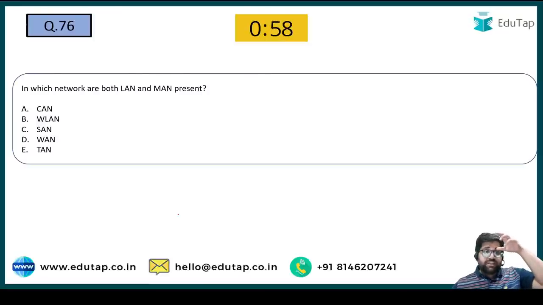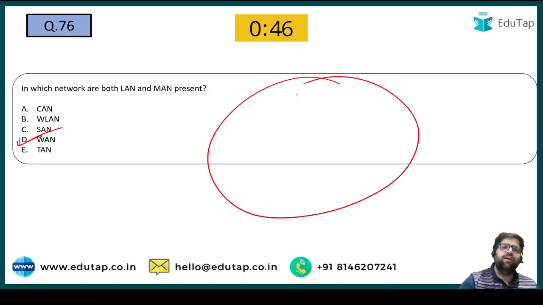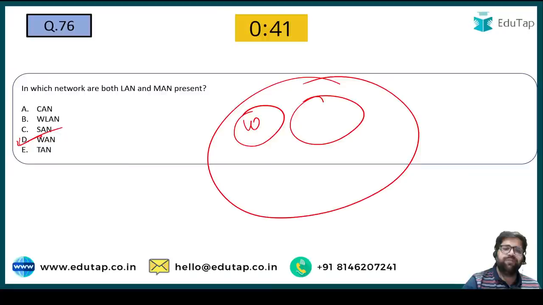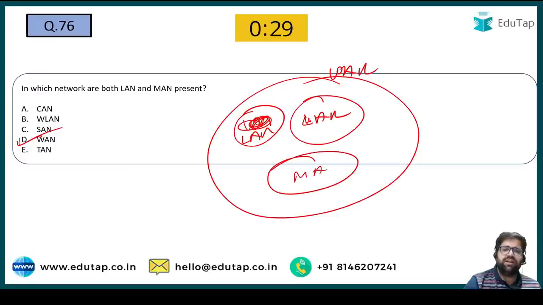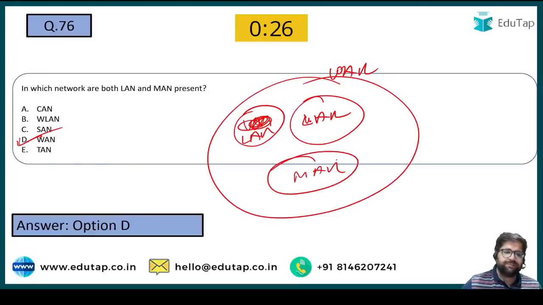76. In which network are both LAN, local area network, and MAN, that is metro area network, present? The correct answer here will be D, WAN, which is your wide area network. Very easy. Wide area network will comprise personal area network and also local area network. This is your wide area network, which is a superset. Then you have local area network, then you also have this network which is metropolitan area. Okay, so remember this.